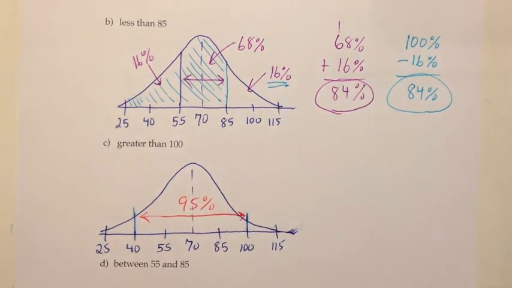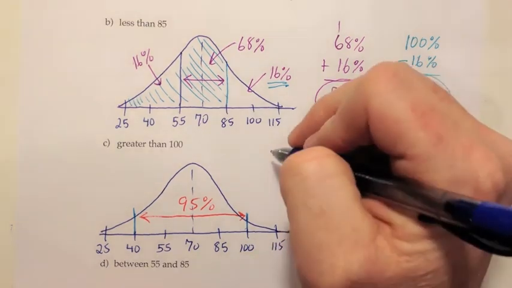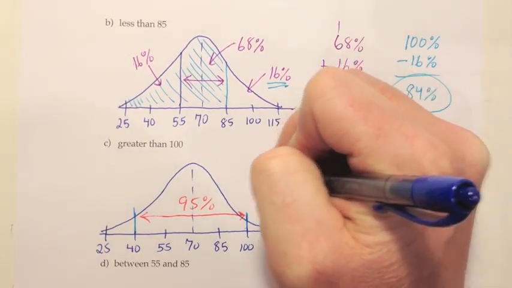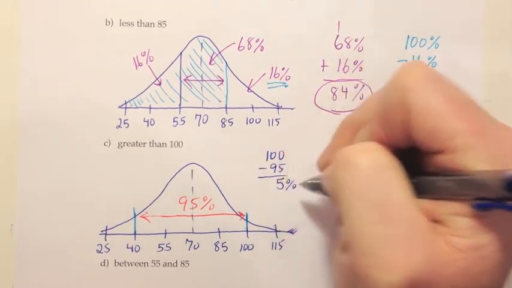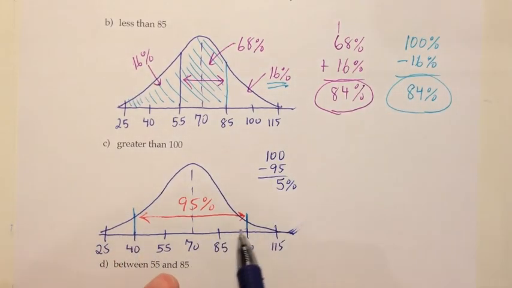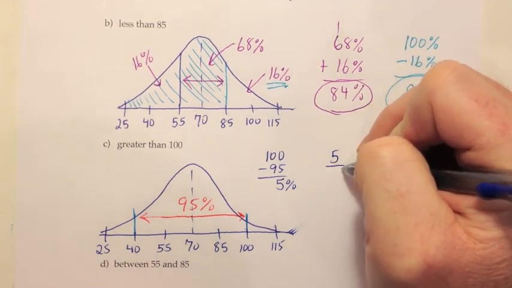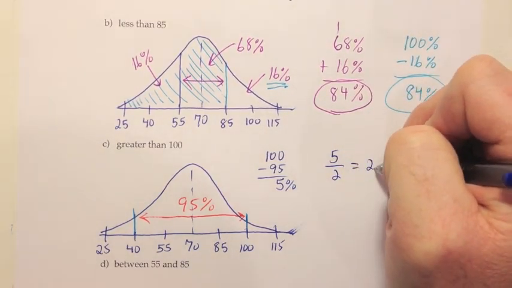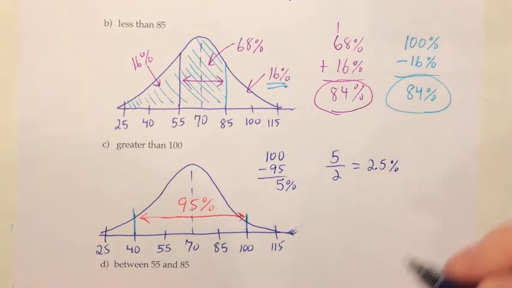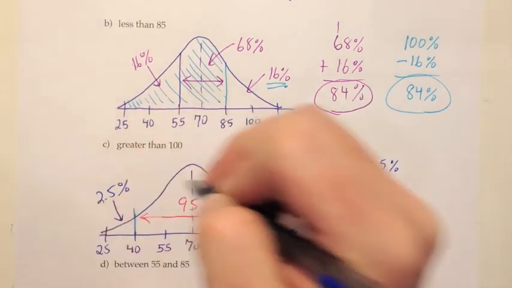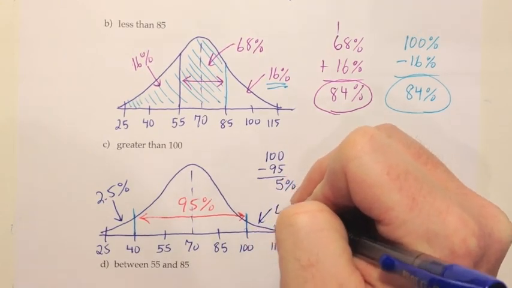And now just thinking about what that means in terms of the outside tails, I'm just going to do a little bit of math there. I know it's 100% overall for the picture. If I subtract 95, that's 5% left over. But where is that, on the left, the right? The answer is split among the two. So if I take that 5 and I cut it in half, that would be 2.5% on each side. So this is 2.5% and this is 2.5%.